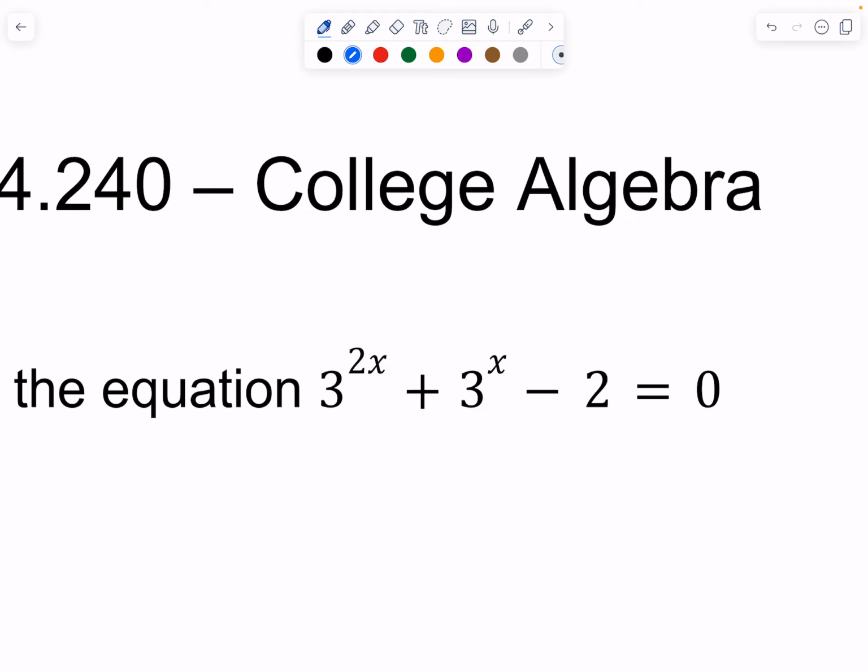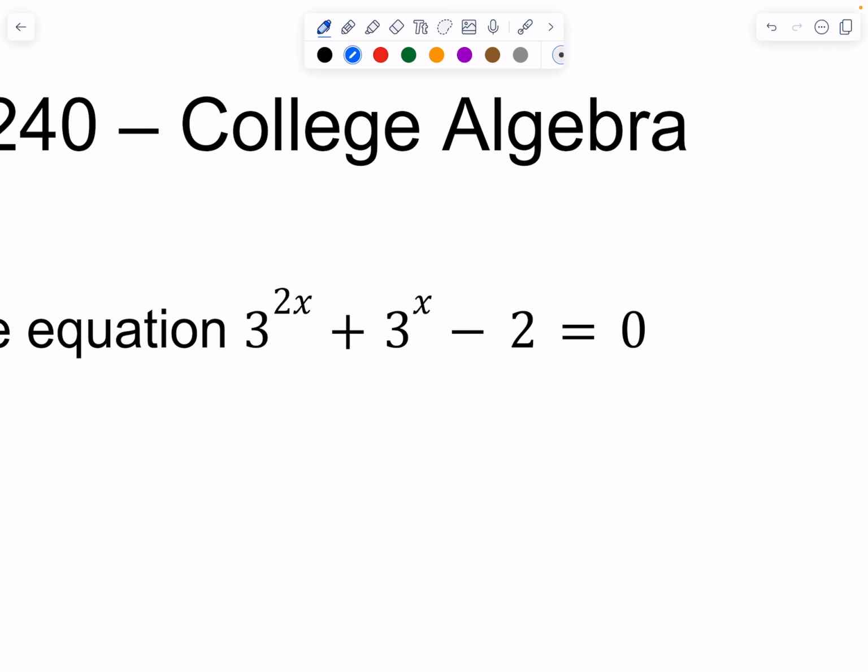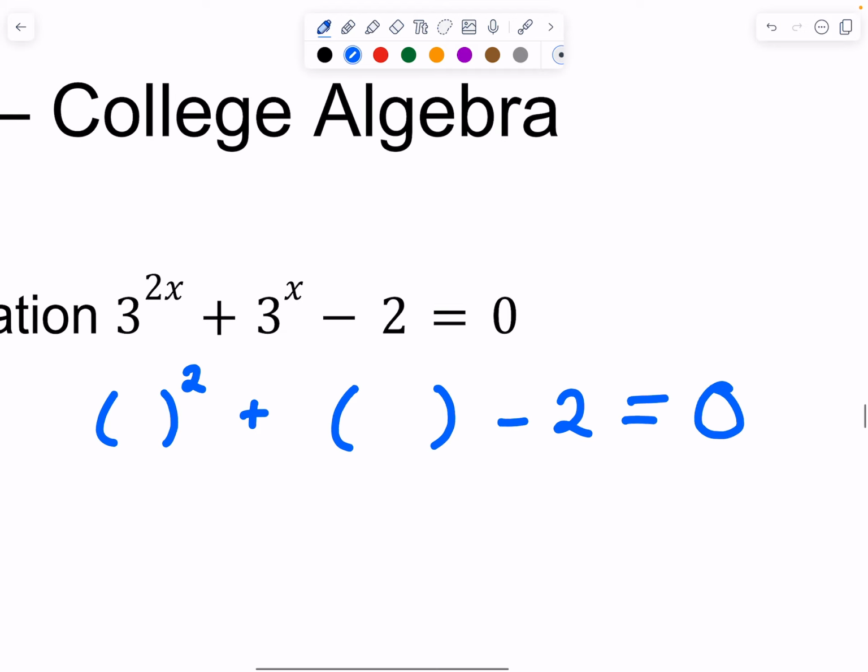So we use our backup option. Our backup option, and the only other strategy we've really learned, is to treat this like a quadratic. A quadratic means that we've got something squared plus something in the middle, and then usually there's a number. In this case, the number is -2.